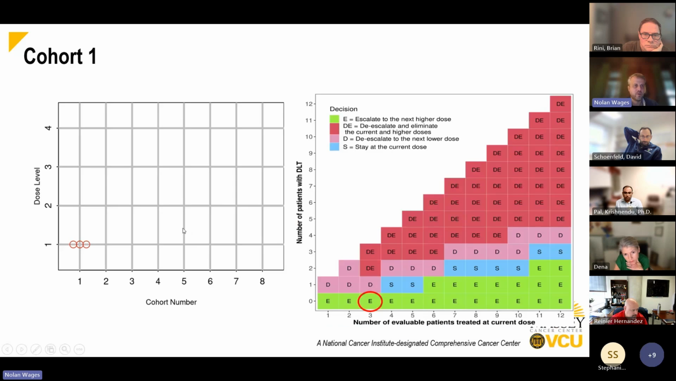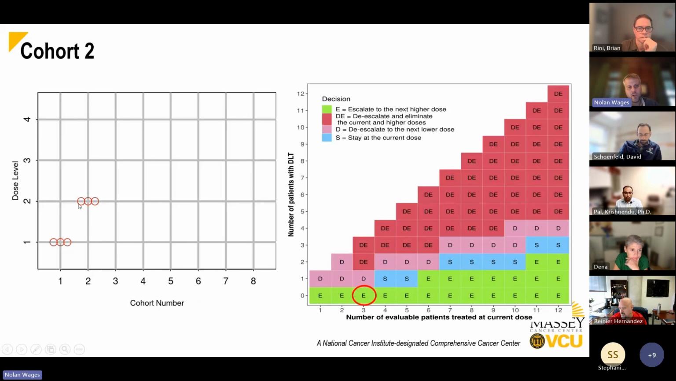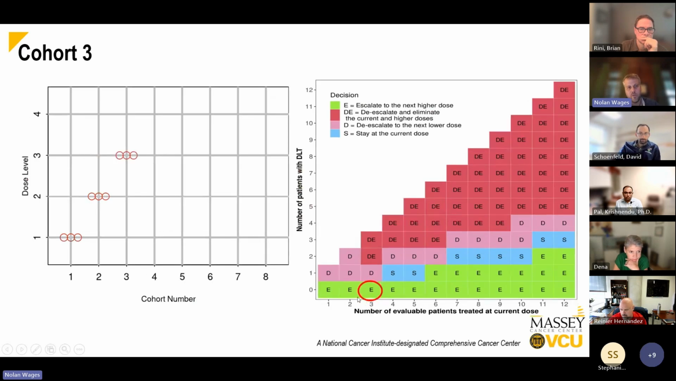So let's look at a simple example here. So again, open circles are non-DLTs, colored circles are DLTs. Let's say we put the first cohort of patients, which is 3 participants, on the first dose level, and we have no DLTs. We go to our x-axis of 3 patients, our y-axis of 0 DLTs. That tells me to escalate. So I'm going to put the next cohort of patients on dose level 2. If I do that and there's no DLTs, I'm going to use the same decision process. 3 patients, 0 DLTs, escalate the dose. I'm going to move up to dose level 3. Same decision. 3 patients, 0 DLTs, move up the dose.